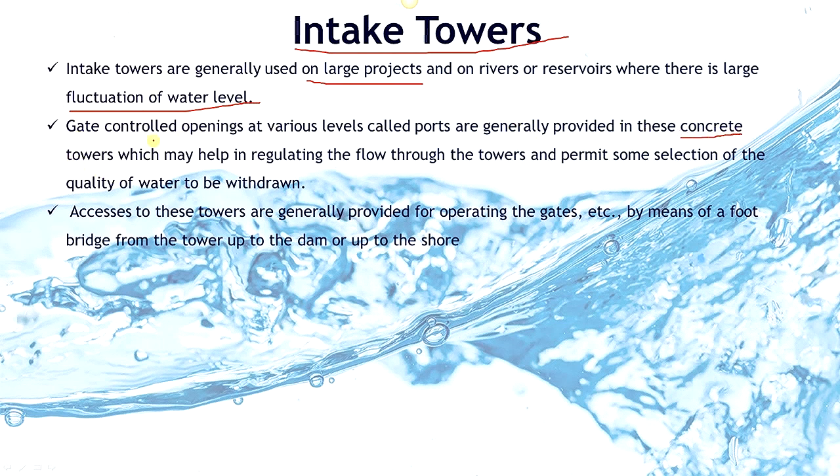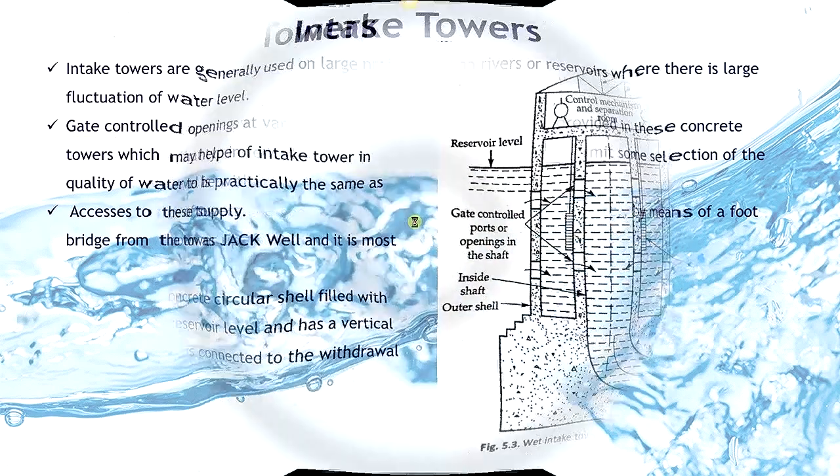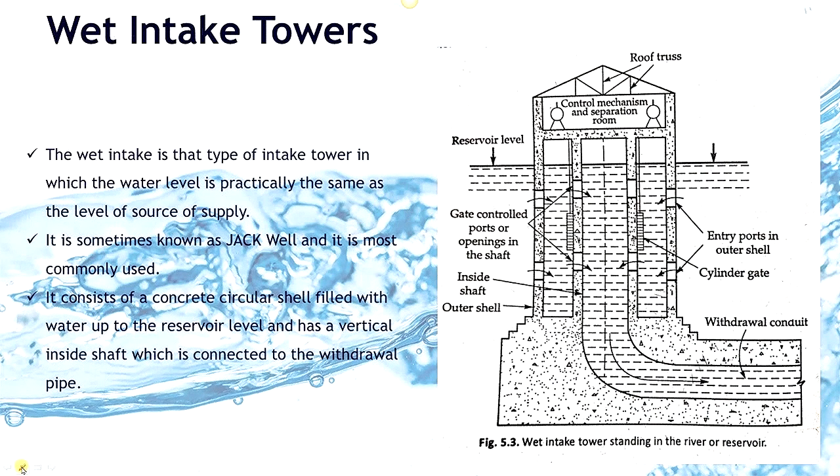They have a number of openings for entry of water at different heights of the tower. These openings are actually gate controlled. If you close the gate, then water cannot enter the tower, and water enters the intake as long as you keep the gates open. Here is the wet intake tower. Actually, these diagrams are important in exams. A question may be asked to draw the diagrams along with explanation.